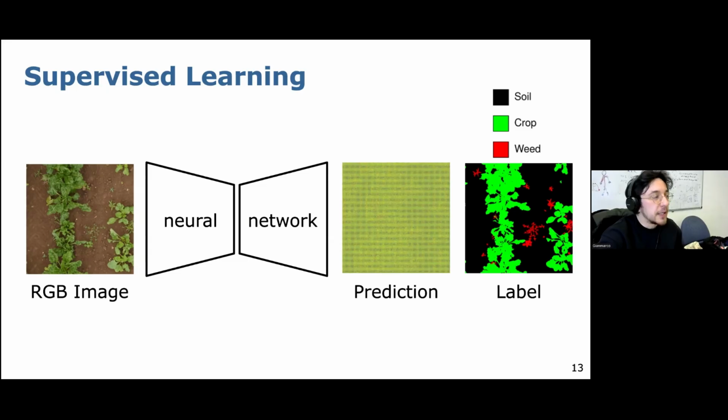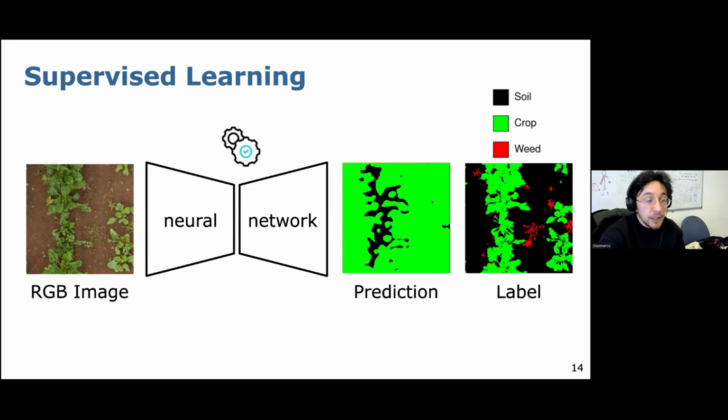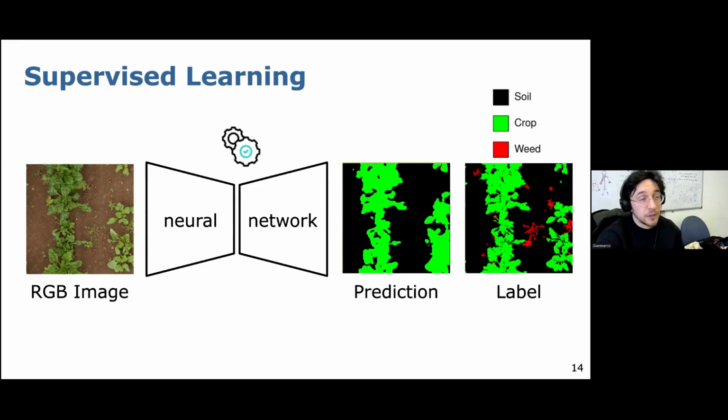The prediction in the beginning is very confused because the network doesn't know yet what we want from it. But if we show several labels for different images, for thousands of images actually, the neural network can then learn what we want from it, so that at the end, our prediction is exactly matching the label that we have.